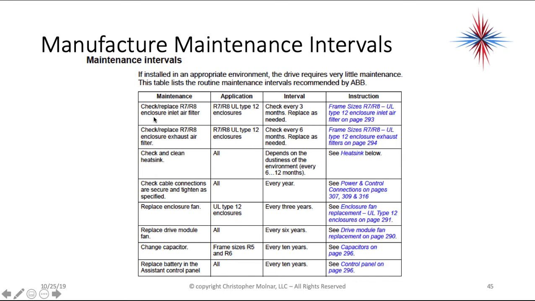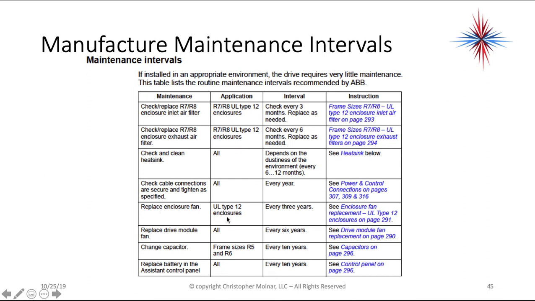So they recommend that you replace the inlet air filter every 3 months. Okay, you check or replace the exhaust air filters every 6 months. Check and clean heat sinks, okay, every 6 to 12 months. And again, they put a note, depends on the dustiness of the environment. Check cable connections are secure and tight every year.